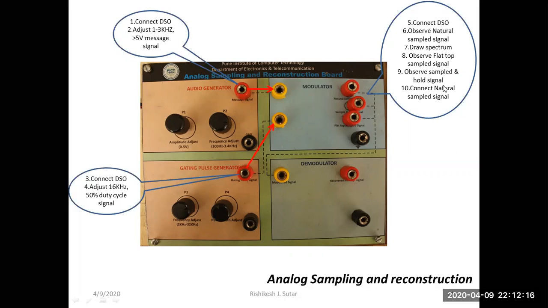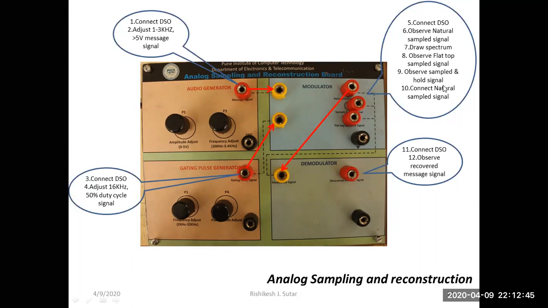Now, let us connect the natural sample signal to the input of the demodulator section. Once I connect the natural sample signal to the input of the demodulator section, at the output of the demodulator section, I can observe the recovered message signal. So this is the simple demonstration of the analog sampling and reconstruction experimental board.